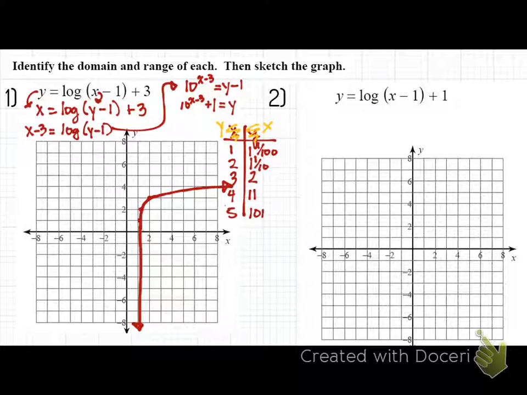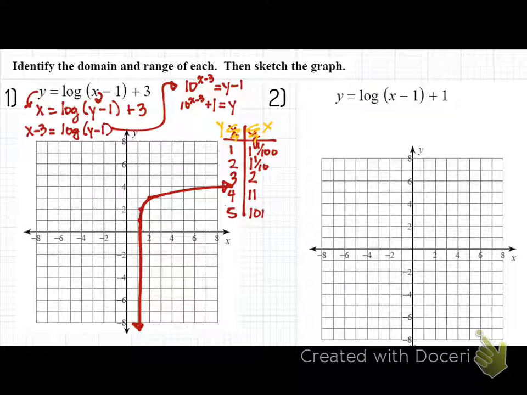Okay, that took a while because I was explaining. The next one I'm going to go more quickly through. Okay, any questions on number 1? Any questions? That takes a while, right? But the big idea is switch it to exponential, graph it, or figure out the exponential point, flip it back, and graph it. Okay?